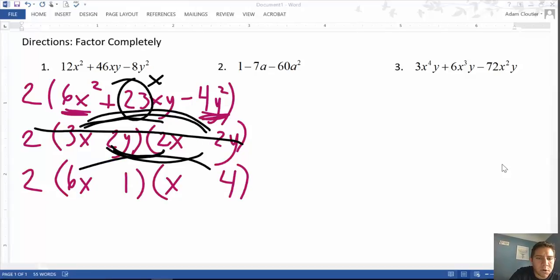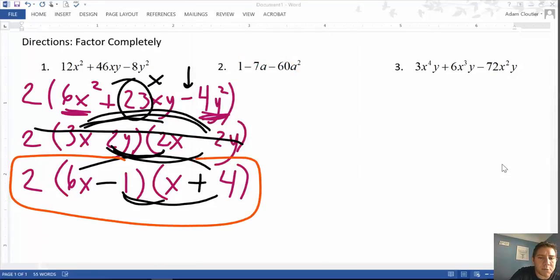6 times 4 is 24. 1 times x is x. 24x and 1x will give me a positive 23 as long as this is a plus and that is a minus. And just to double check my L, to make sure that this is indeed a negative 4, I'll take negative 1 times positive 4, and that does give me a negative 4. So that is my answer for question number 1.